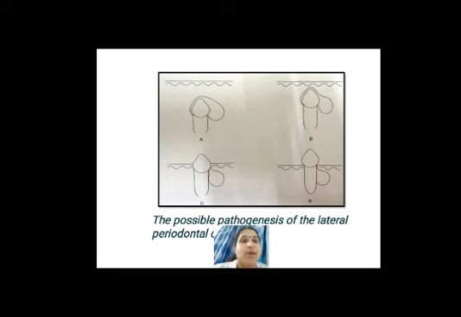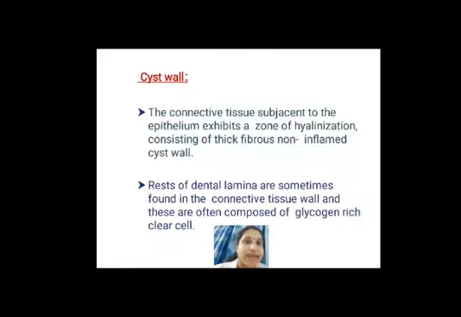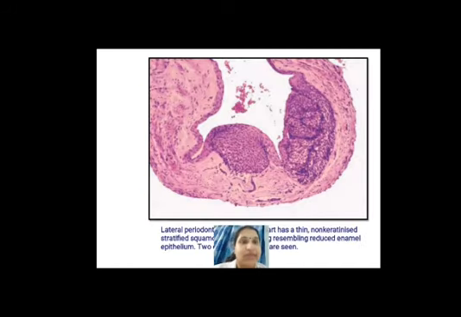So these are the possible pathogenesis of a lateral periodontal cyst. Histologically, it will have a stratified squamous epithelium 1 to 5 cell layers thick, but the most striking diagnostic feature is the focal thickened epithelial plaques that are seen in the lining and cyst wall. Here we are able to clearly differentiate those epithelial thickenings, or the epithelial plaques.